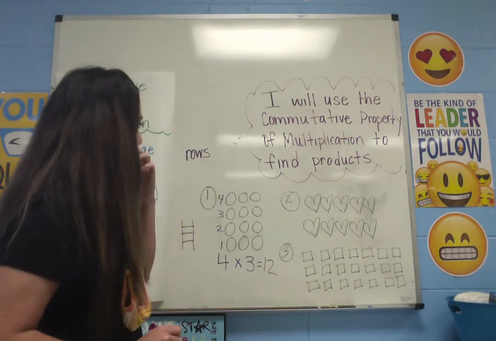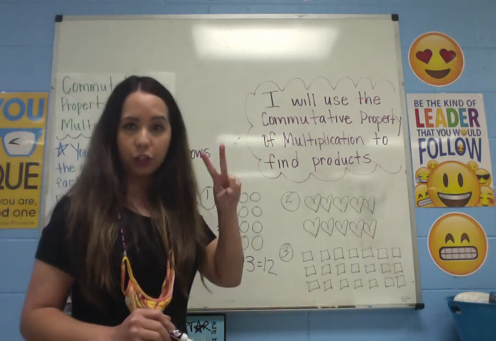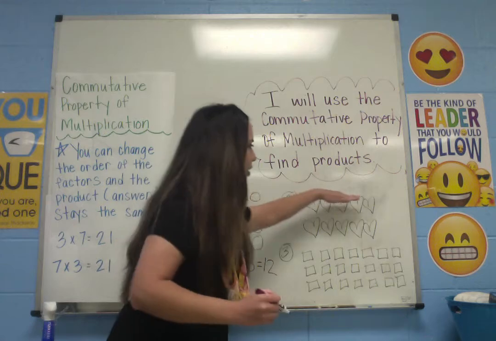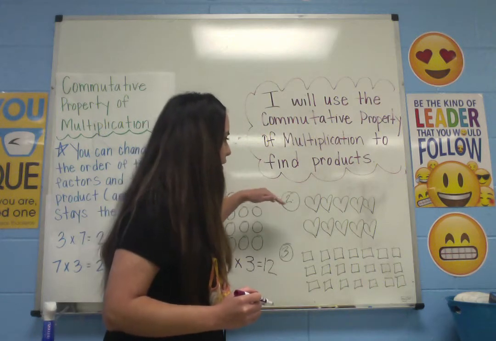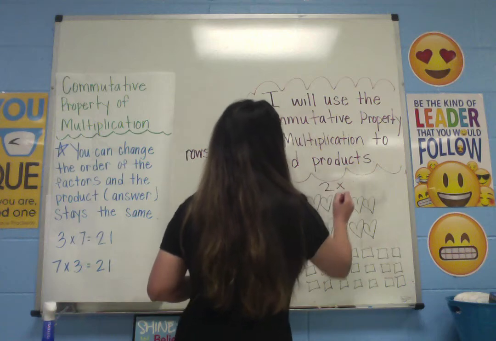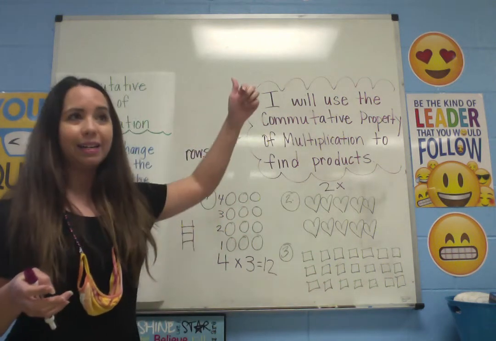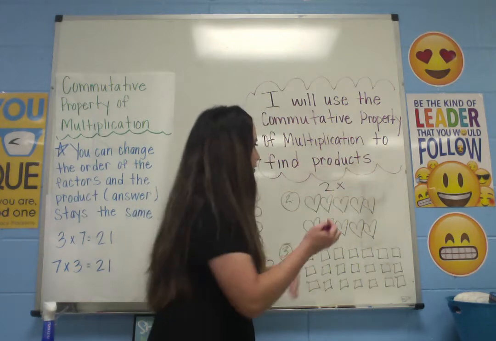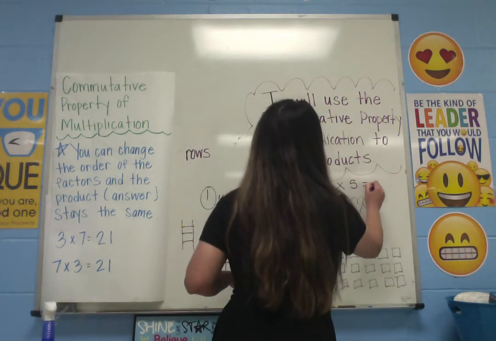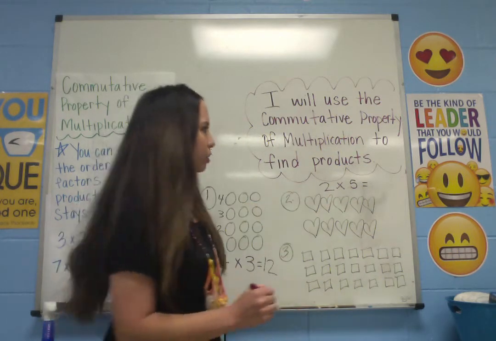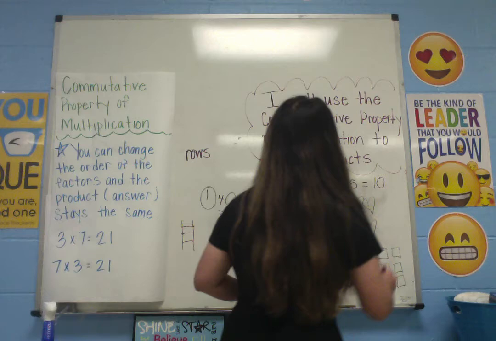Let's look at number 2 real fast. All right. How many rows do you have? 2. Watch. I like to just count up. 1, 2. This top part is a row, and this is a row. So here we have 2 rows. So that's 2 times how many hearts are in each row? 1, 2, 3, 4, 5. So that's 2 times 5. And there is a total of 10 hearts. So our answer, our product, is 10.